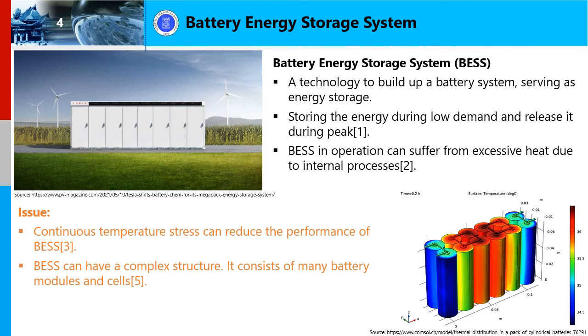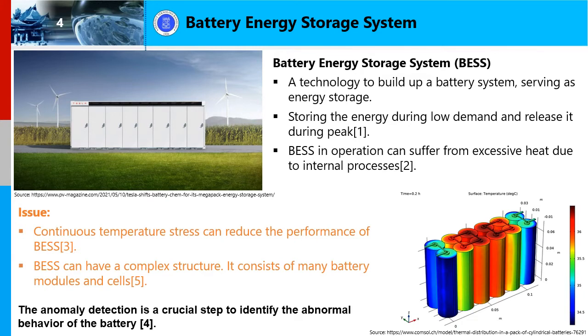BESS can have a complex structure. It consists of many batteries, modules, and cells as shown in the figure. The anomaly detection is a crucial step to identify the normal behavior of the battery function.